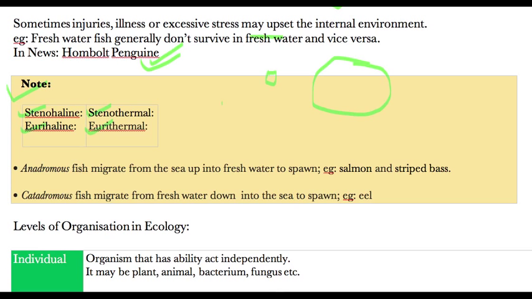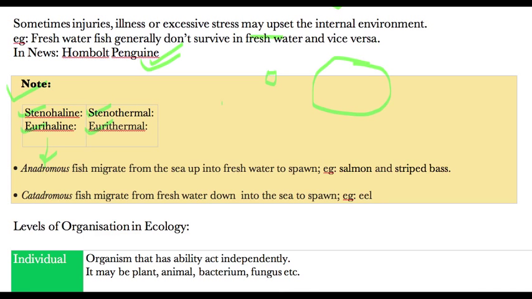So this is one thing. As far as fishes are concerned, you have these two, stenohaline and euryhaline. Euryhaline fish are also of two types. What are those? Anadromous and catadromous. Anadromous are fish which migrate from the sea up to fresh water to give birth to their young ones, or spawn, to lay eggs.